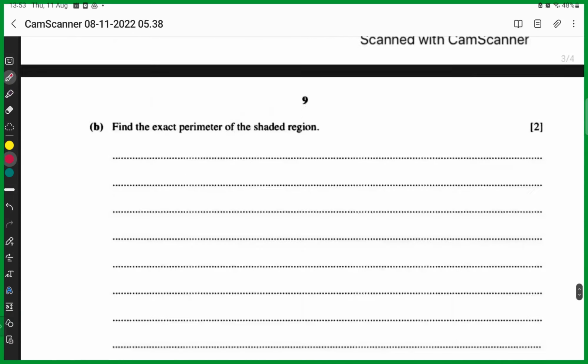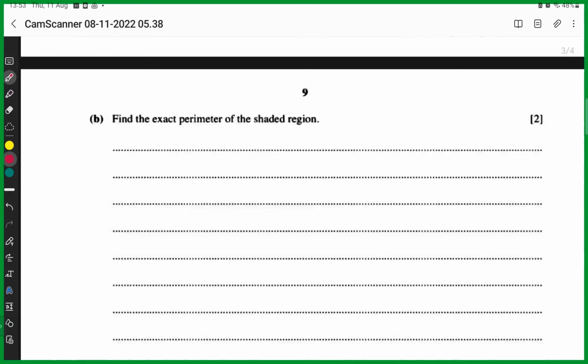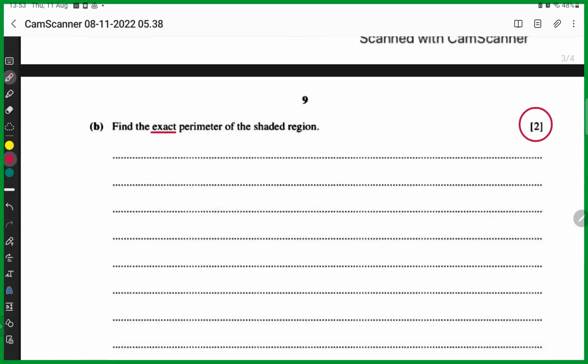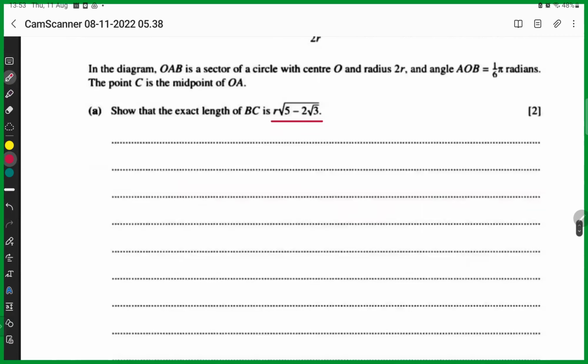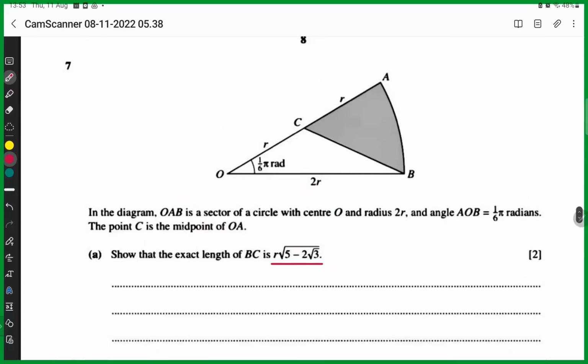So the second part of the question says find the exact parameter of the shaded region. So it says exact, okay? Now this is also an important keyword. We'll talk about it later on, but it's only for 2 marks. Let me scroll up and see. In the diagram, OAB is a sector of a circle with center O and radius 2r, and angle AOB is 1/6 pi radians. The point C is the midpoint of OA. Show that the exact length of BC is this. Okay, that is given. Now you need to find out the exact parameter.